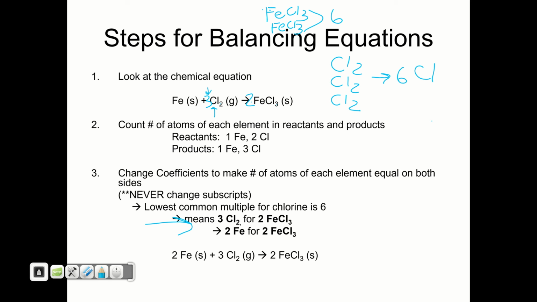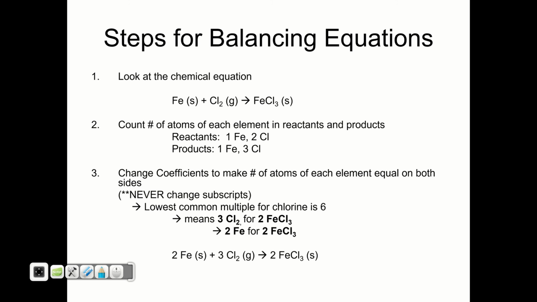Because now that I added this 2 in front of this compound, this 2 goes to both atoms. So I have 6 chlorines, but also if I look up here, I have 2 irons now on the right-hand side, so how many do I need on the left? 2. And there is my reaction: 2, 3, 2.